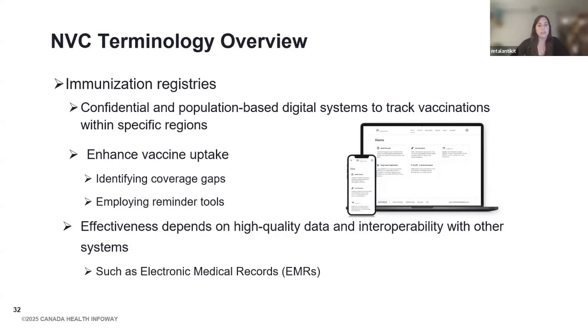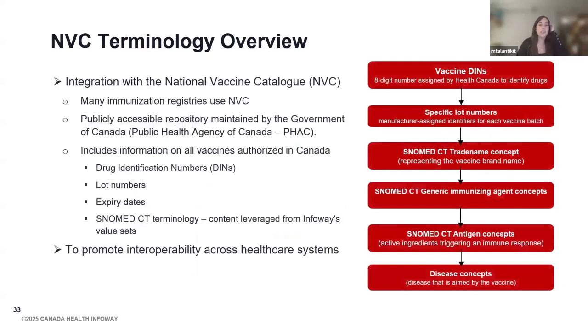Next slide, please. So the National Vaccine Catalog is a publicly accessible repository maintained by the Government of Canada, which is used by many immunization registries. It includes information on all vaccines authorized in Canada and also gives product-specific details such as the drug identification numbers, the DINs, lot numbers, expiry dates, and also the SNOMED CT terminology. So it's the content that is leveraged from Infoway's value sets. All this is to promote interoperability across healthcare systems.